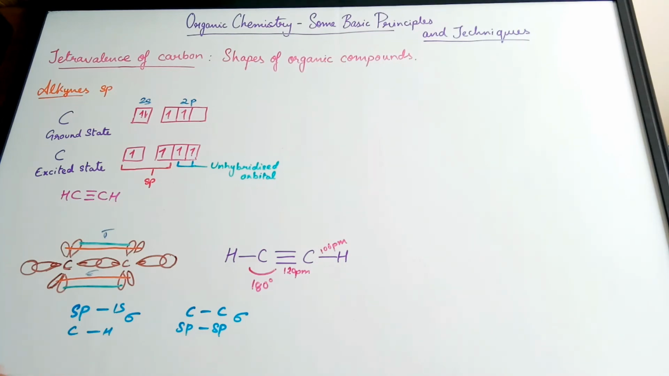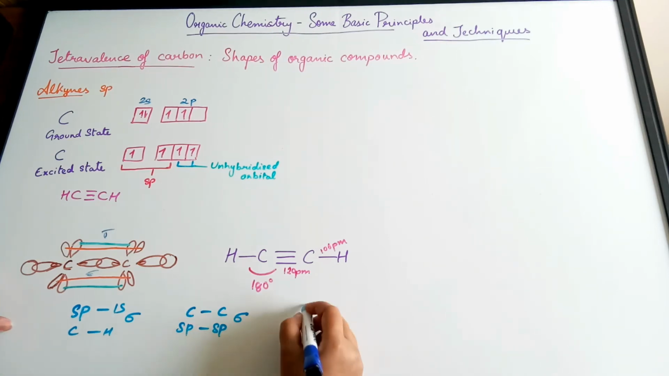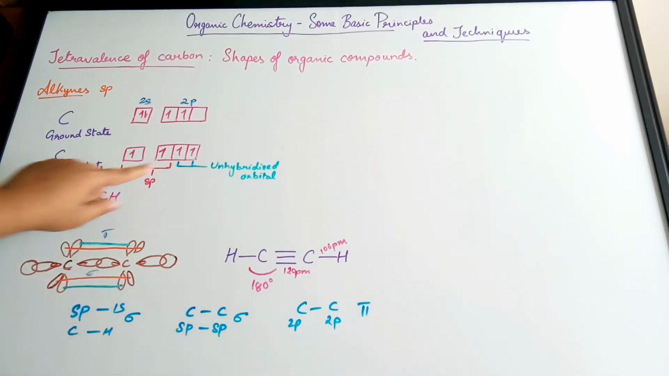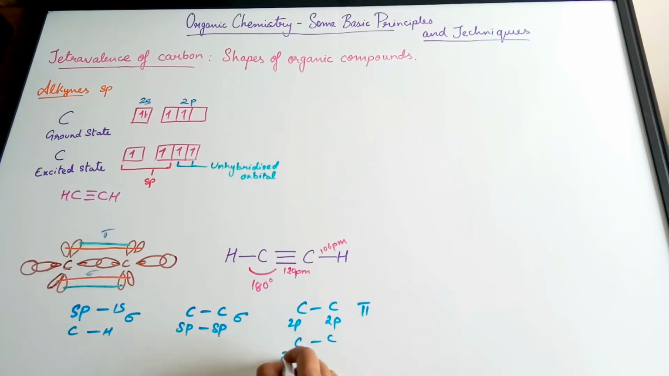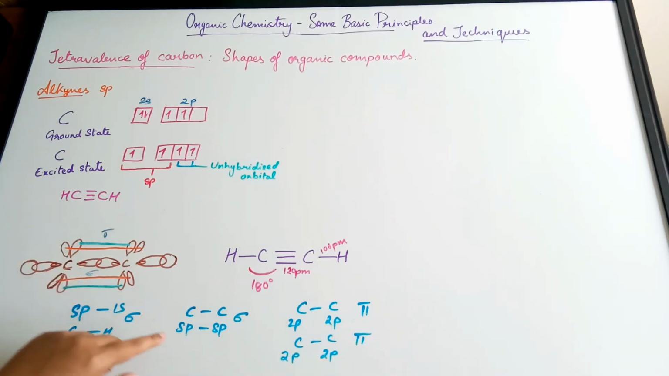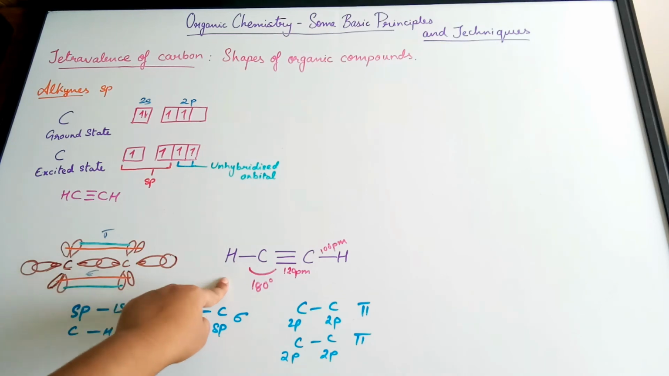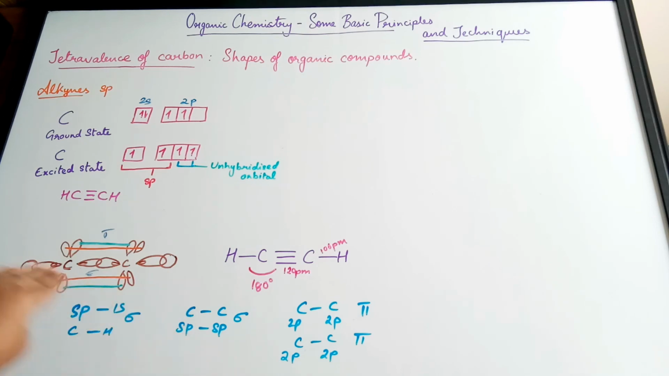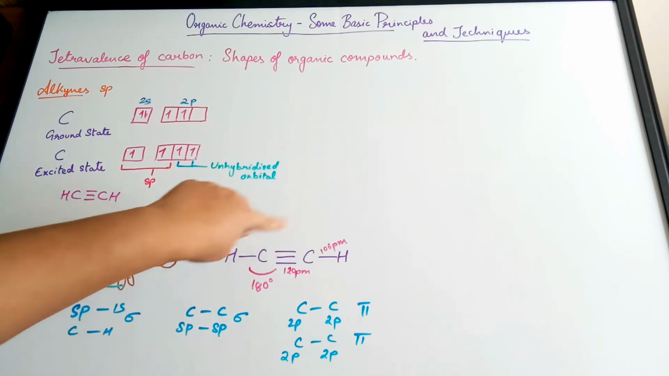The remaining 2 pi bonds are formed by the overlap of the unhybridized orbitals. So here the second and the third will be the unhybridized 2p orbitals, and this leads to the formation of a pi bond. And here, since you have 2, you will have the second one also happening the same way. And that's why you have 2 pi bonds and 1 sigma bond. And this leads to the formation of a triple bond. And here the angle is 180 degrees, which means it's basically flat, and the bond length is 120 picometers.